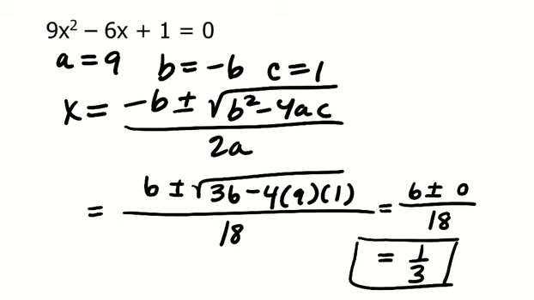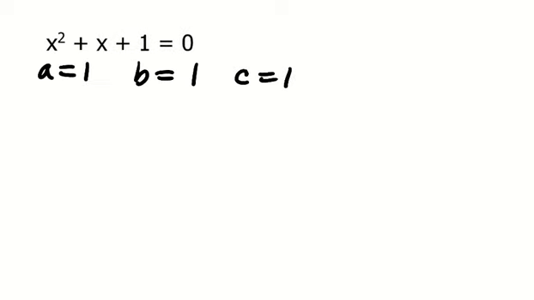Okay, notice that when b squared minus 4ac was equal to 0, I ended up with only one solution. All right, and then another one I've got is x squared plus x plus 1 equals 0. Okay, so a, b, and c are all 1. Write it every time. That's the best way to remember it.